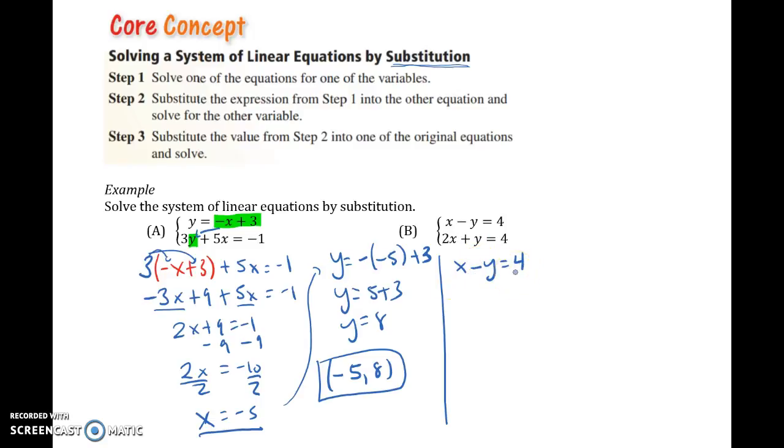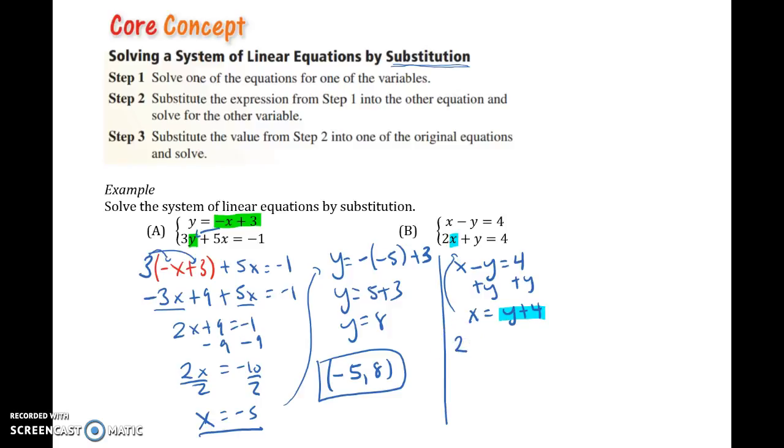It doesn't matter which. Since it's really easy to get x by itself, I'm going to go ahead and add y to both sides and say x equals y plus 4. And now I have what x equals, and I'm going to replace it for the x right there. And that is still substitution, so it doesn't always have to be y, it can be x as well. So it just depends on whatever you feel like you can solve for really easily. So I'm going to go ahead and do that substitution.